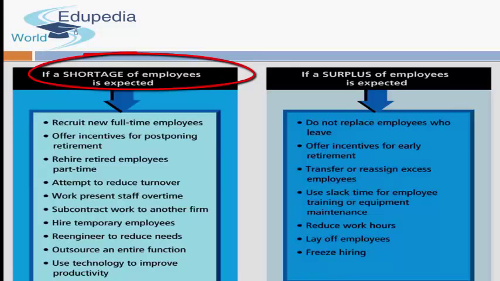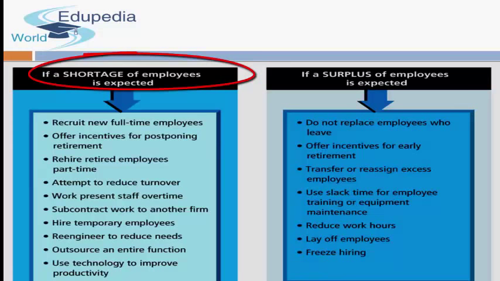more employees are hired. They might even offer incentives for postponing retirement. That is, they might even ask the employees that in case you postpone your retirement, then you would be getting some extra compensation. The retired employees can also be rehired and they can be recruited again as part-time employees. Attempts are made to reduce turnover.